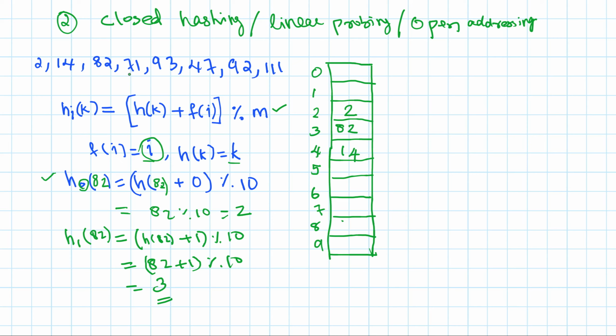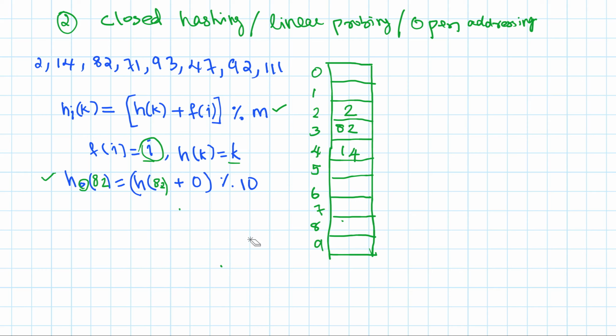Next I will have to insert the number 71. So if you follow the procedure, then I will get the index as 1. So this index 1 is not occupied, so I'll be inserting 71 at the location 1.